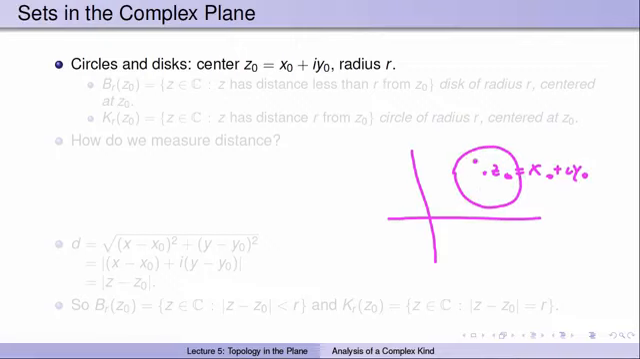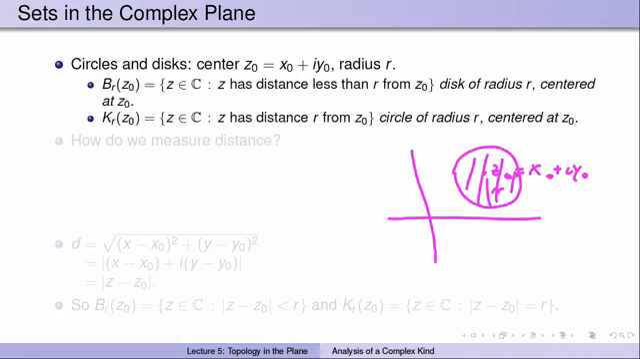The inside of that circle, we'll call that a disk. So this inside here is the disk of radius r, centered at z0. And the circle itself, we'll call that the circle, so that's the boundary. So by B_r(z0), we denote the inside, the disk of radius r centered at z0, and K_r is the actual circle. So z has distance less than r from z0, or z has distance r from z0. That's kind of long to write. Is there any better way to write down what the distance is between z and z0?